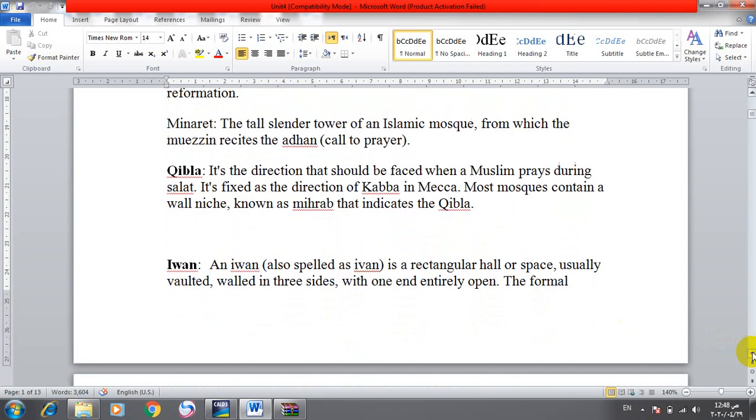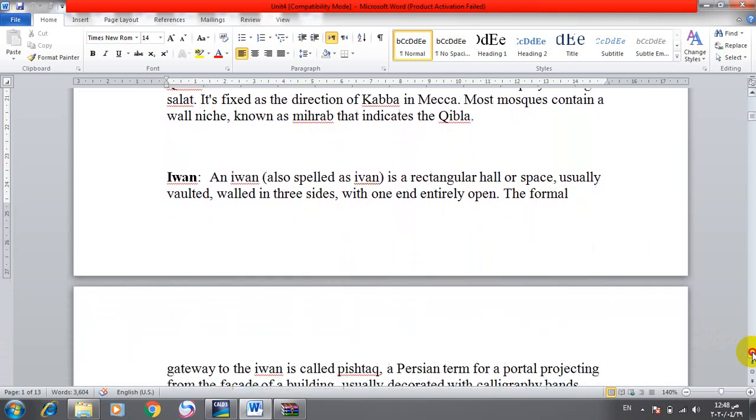عندنا الإيوان, والإيوان دي كلمة فارسية. An iwan, أحيانا بتتقال إيفان, is a rectangular hall, هي صالة مستطيلة الشكل, or space أو مساحة مستطيلة الشكل. Usually vaulted, بيبقى فيها قبة من فوق. Walled in three sides, تلات جوانب من الجوانب بتاعتها بتبقى فيها حائط. With one end, وبيبقى فيه جنب entirely open, مفتوح.